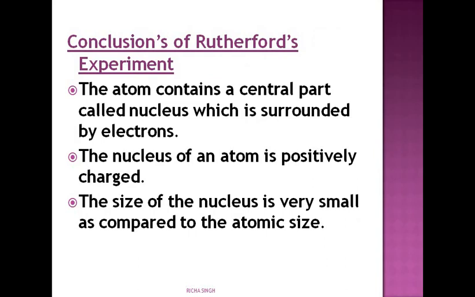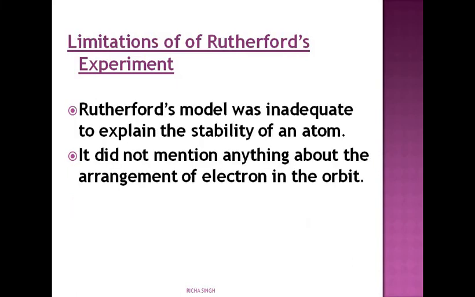These were the conclusions: the atom has a nucleus at the center, which is surrounded by electrons, and the nucleus is positively charged. Thirdly, the size of the nucleus is very small as compared to the size of the atom. These all conclusions were drawn from the Rutherford model.